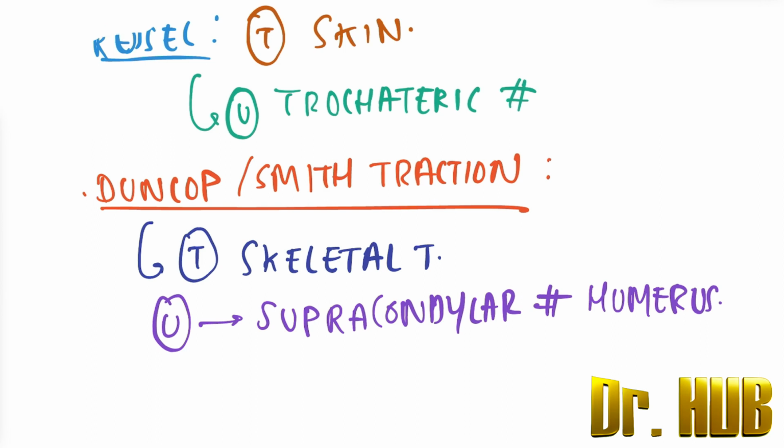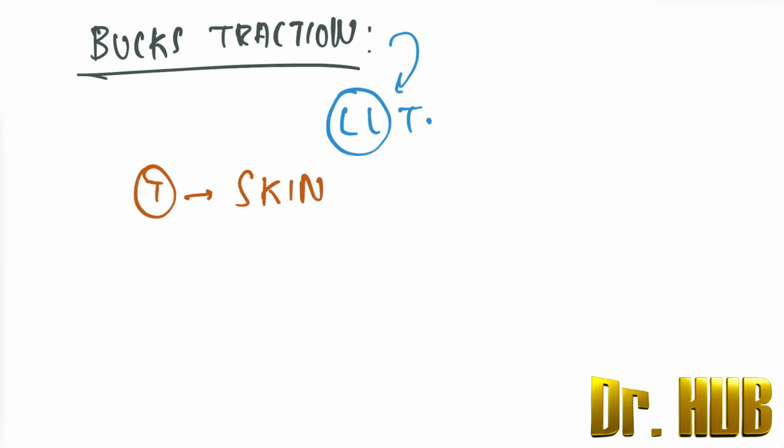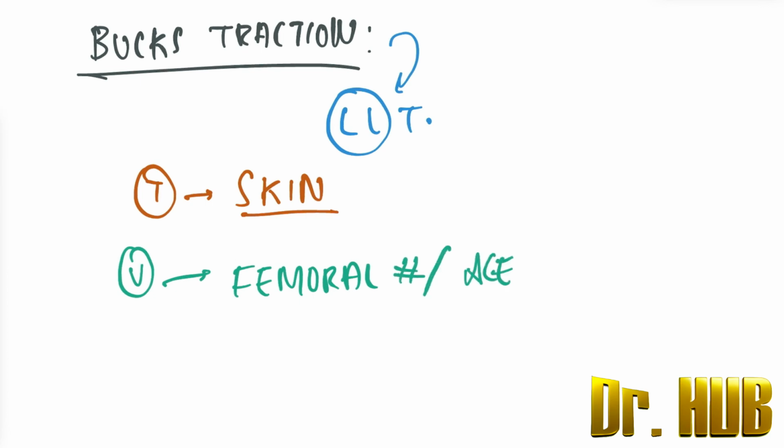Next, we move on to something known as Buck's traction. What is Buck's traction? It is the most common lower limb traction. And what type of traction? It is a skin traction, and the uses are in terms of femoral fractures, and also acetabular as well as hip fractures.